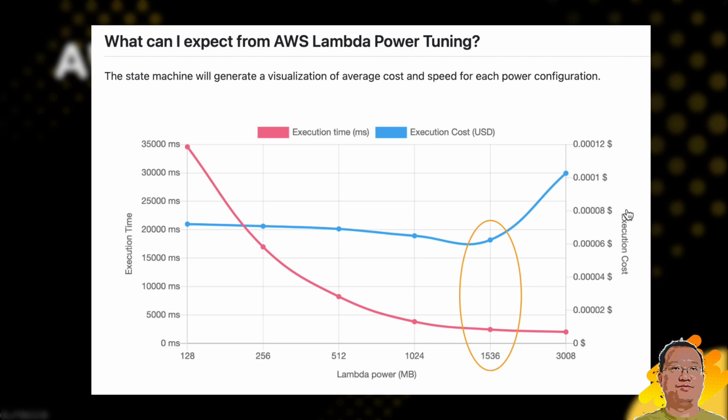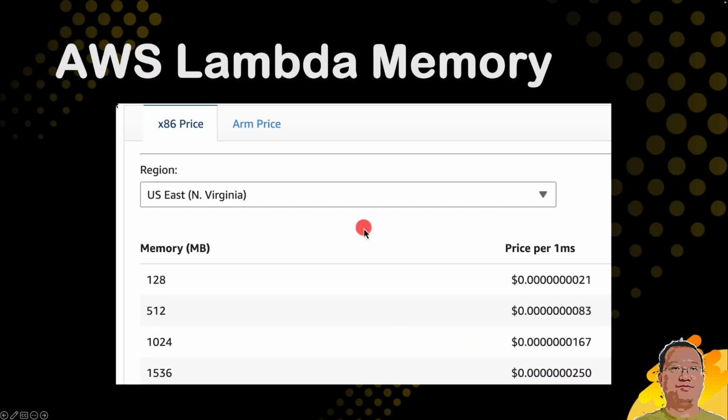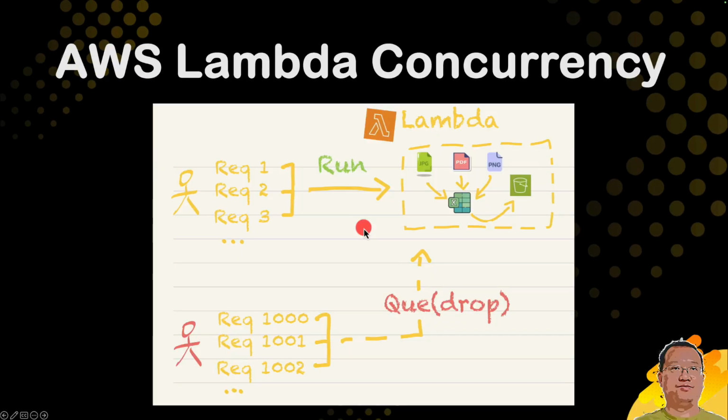We have covered how long your function runs and how powerful it is. Next, we move to how many requests it can handle at the same time. Concurrency. Concurrency is how many copies of your function can run at once. By default, each AWS account has a 1,000 concurrent execution limit per region.